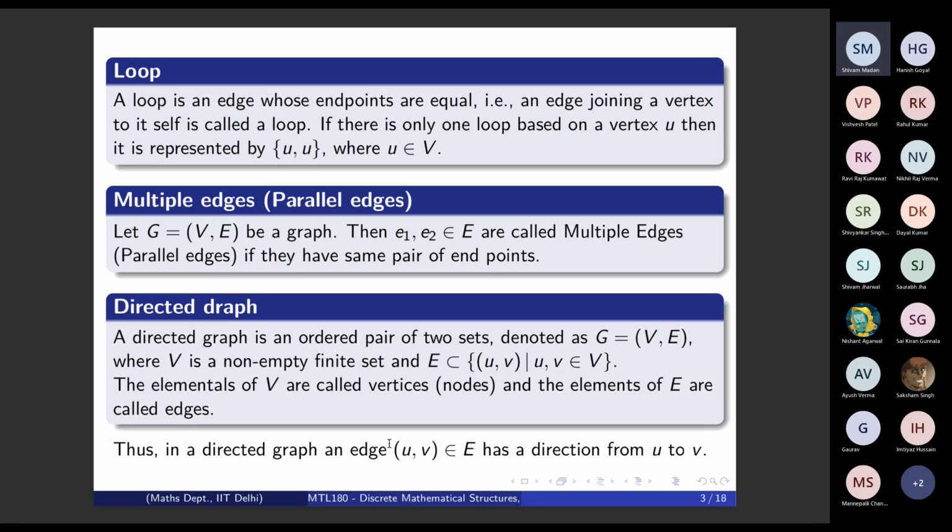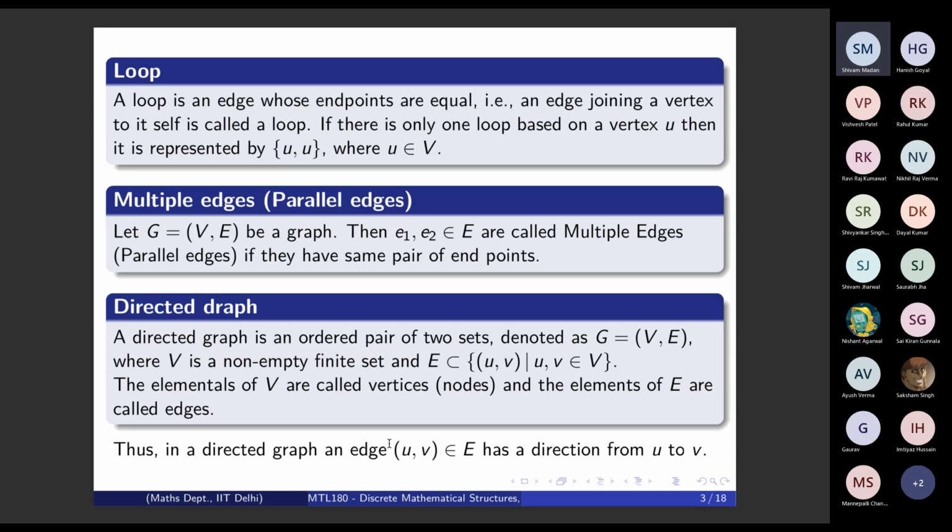Now what is a loop? A loop is an edge whose endpoints are the same. That means if you take a vertex, say U, and you join an edge starting from U and coming back to U again, it is called a loop.